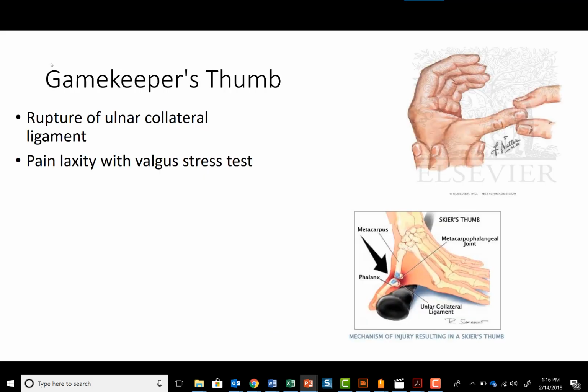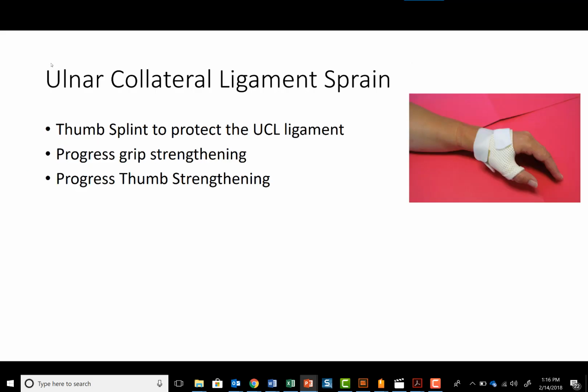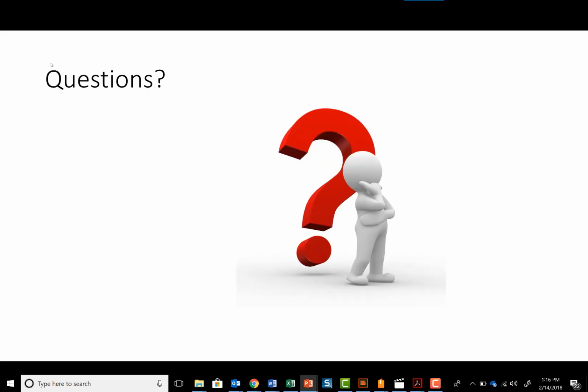Another diagnosis we get is gamekeeper's thumb or skier's thumb. What it really is, is an injury to the ulnar collateral ligament of the thumb. So you're going to valgus stress test that ligament, which we'll go over in lab. If they have pain or laxity, that would be positive. What are you going to do? You're probably going to splint them in a thumb spica to protect the ligament. And then over time, once that ligament scars out and heals, you're going to go through some progressive grip strengthening and thumb strengthening. Okay, so that does it for hand interventions, evaluation of specific disorders.